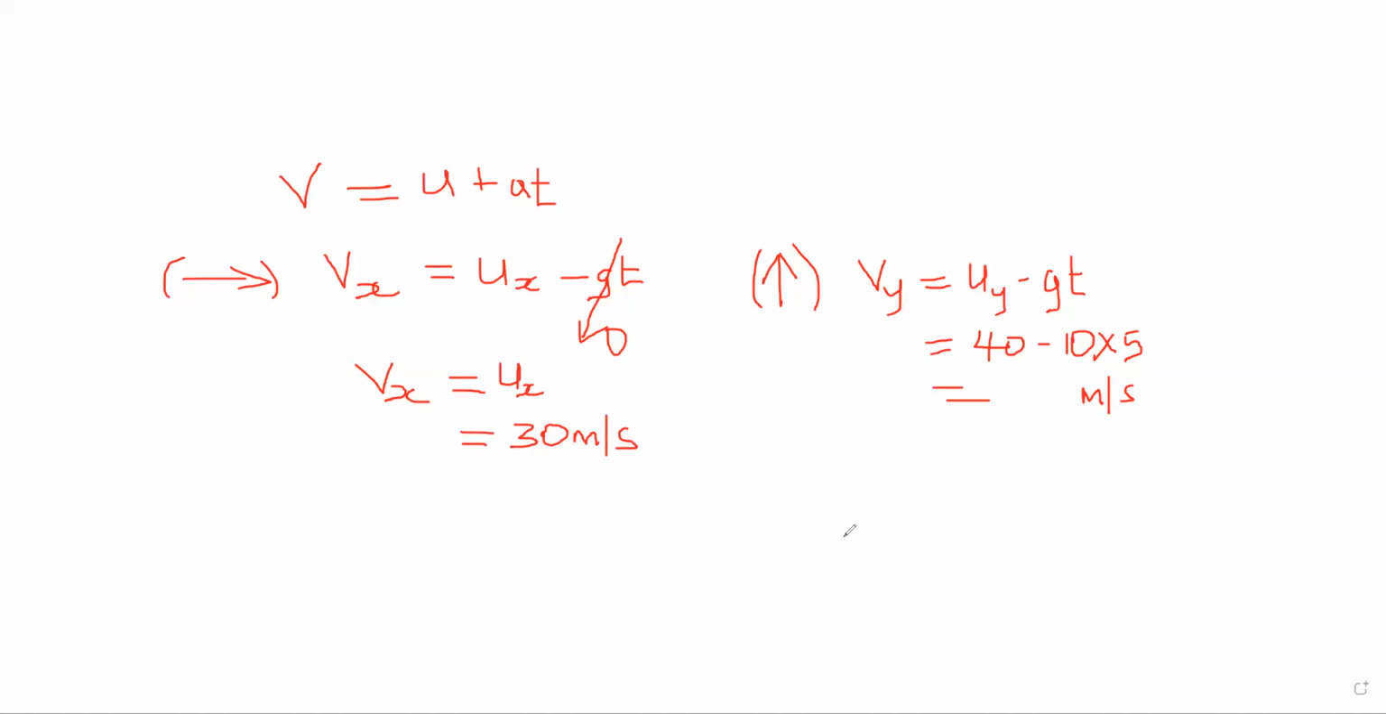So how come in the horizontal the initial is the same as the final? Like practically, how does it happen?